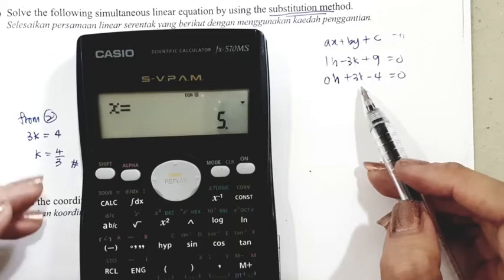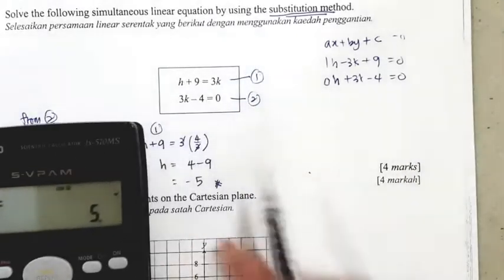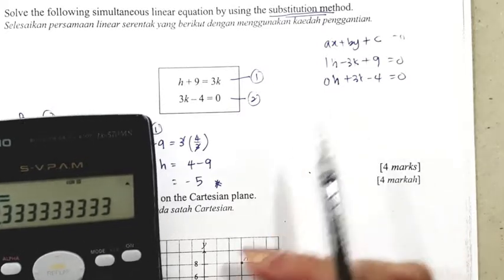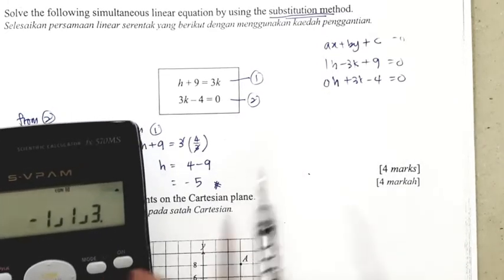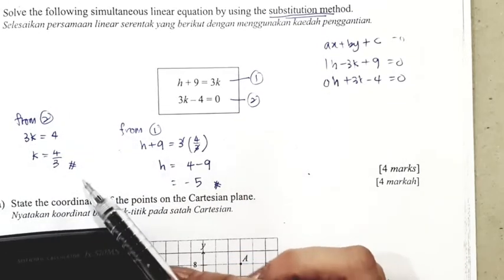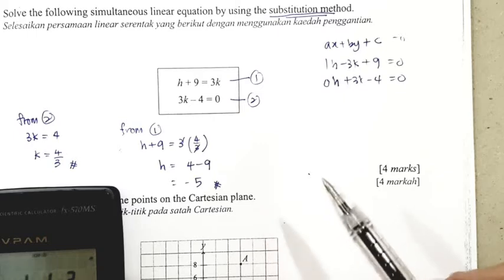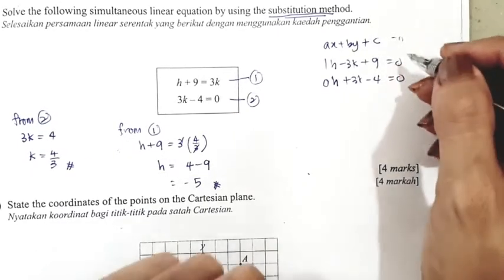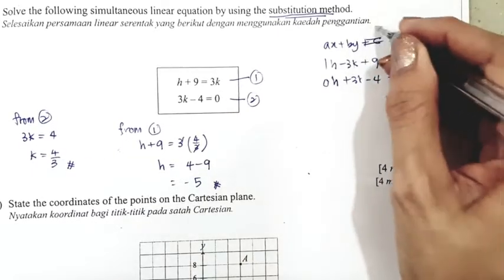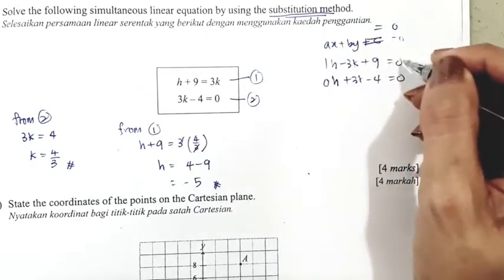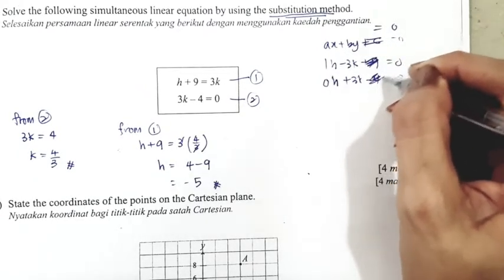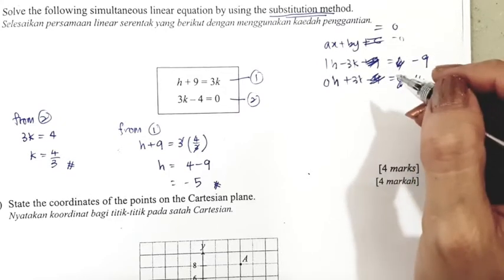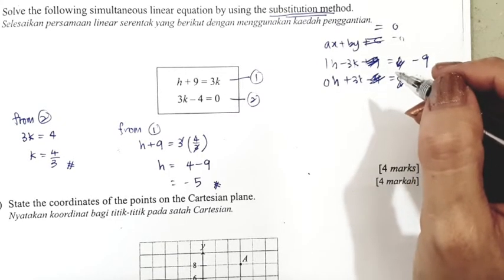So we found our answer X equals 5, which is H equals 5. And then the Y is 4 over 3. Oh, I'm sorry. You have to write like that, equals to C. Your C has to be on the other side. So negative 9, so positive 4. Then we'll get the answer. Okay, 4 over 3.